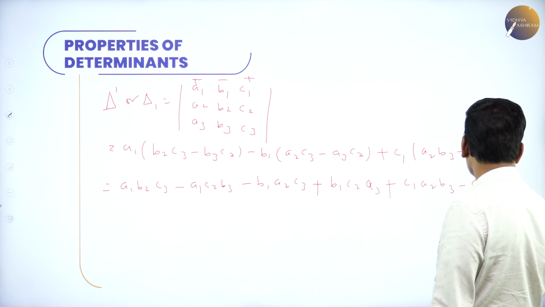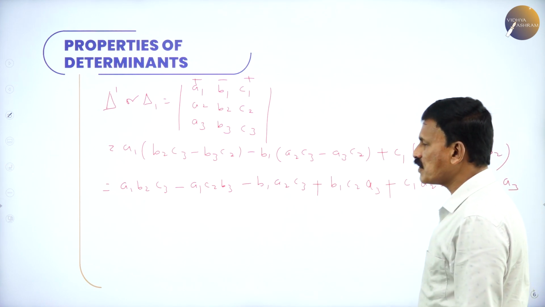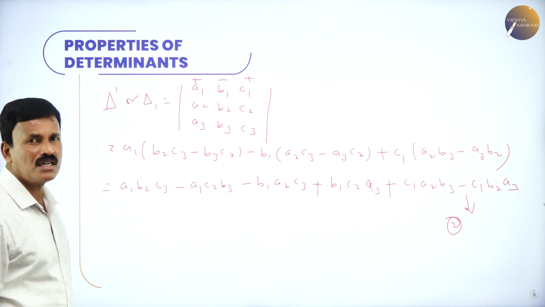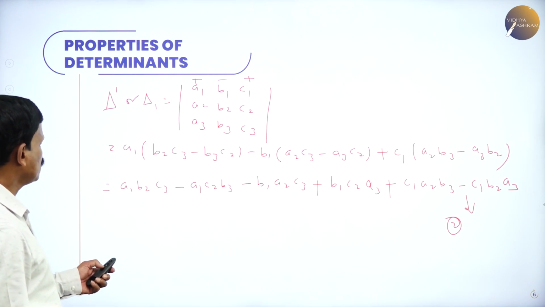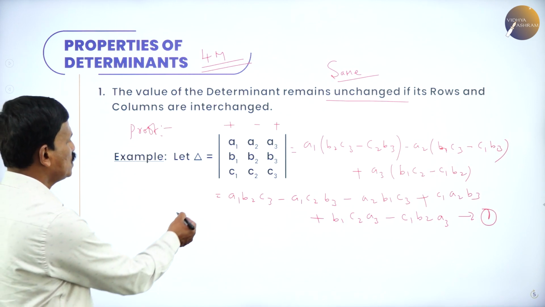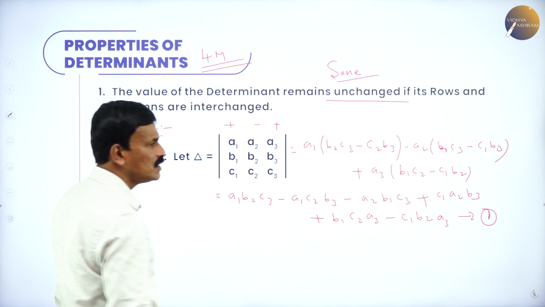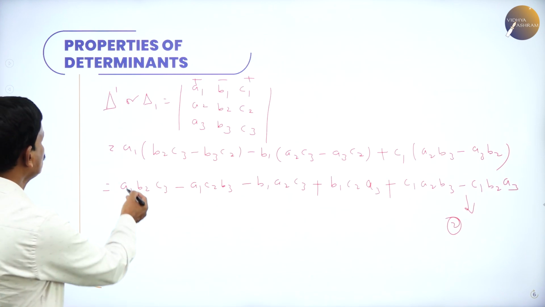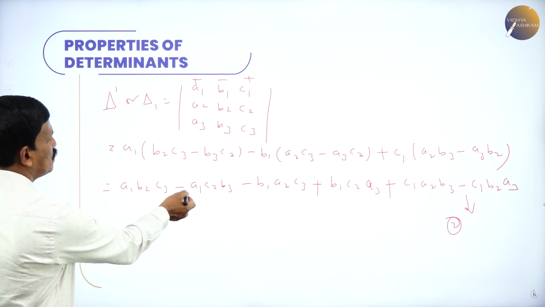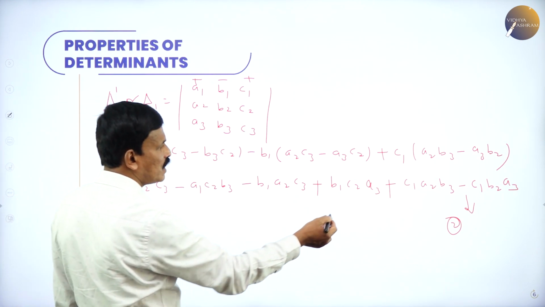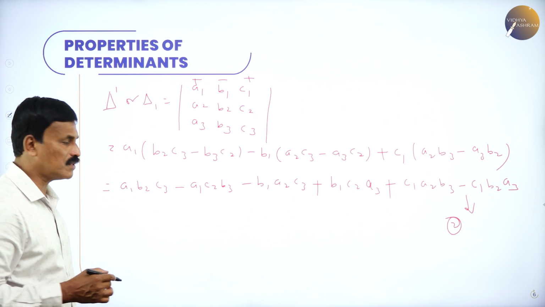Let us represent this as equation number 2. Now from 1 and 2, from the previous equation and this equation, let us come to the previous equation. Here we see A1, B2, C3 plus minus A1, C2, B3. Similarly here A1, B2, C3 minus A1, C2, B3. So whatever the values in equation number 1, we have the same values in equation number 2.